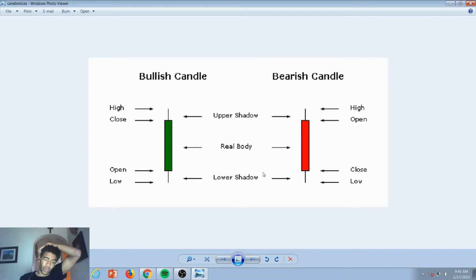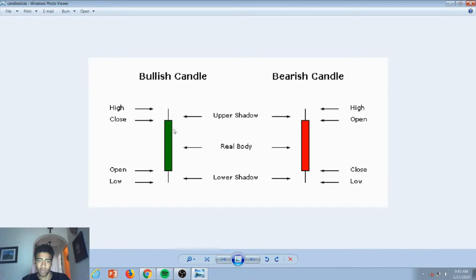So let's get into how to read candlesticks. There's two parts of a candlestick. I want you guys to focus on the first part right now, which is just the body of the candlestick. There are tails sticking out on either end of the candlestick, but right now we're just going to focus on the rectangular part, the body. And there's two types of candlesticks. We have green candlesticks and red candlesticks.